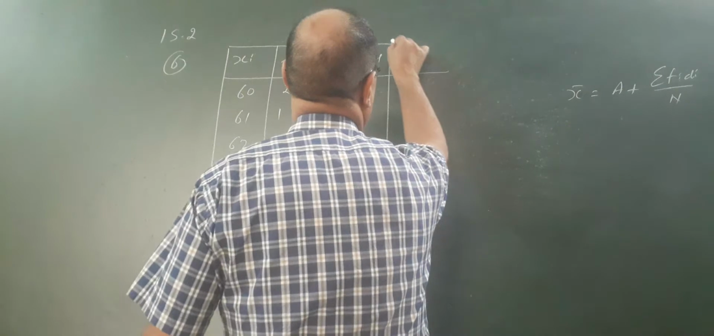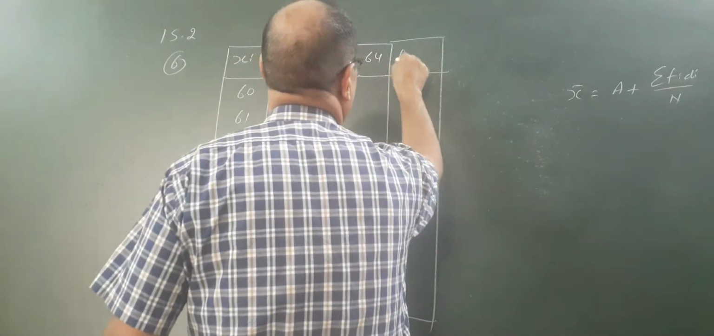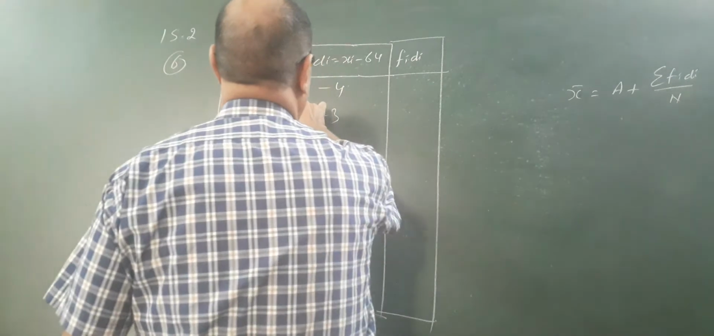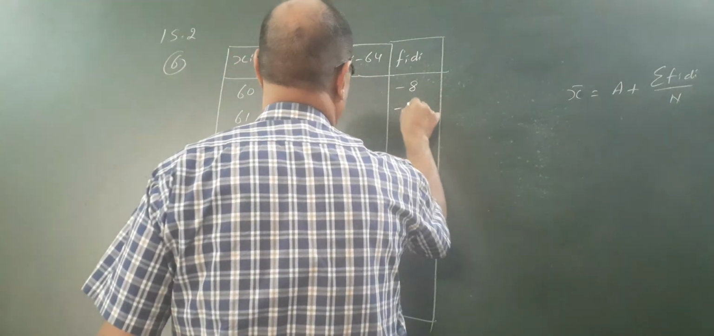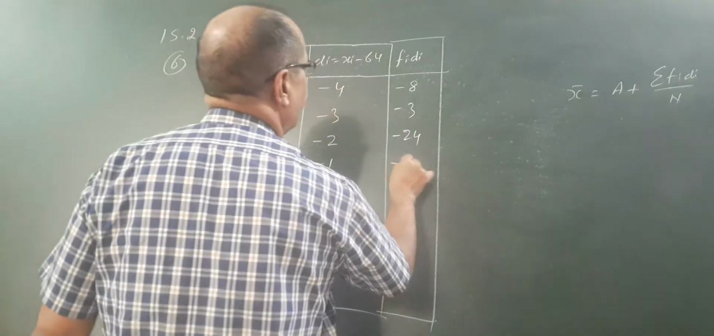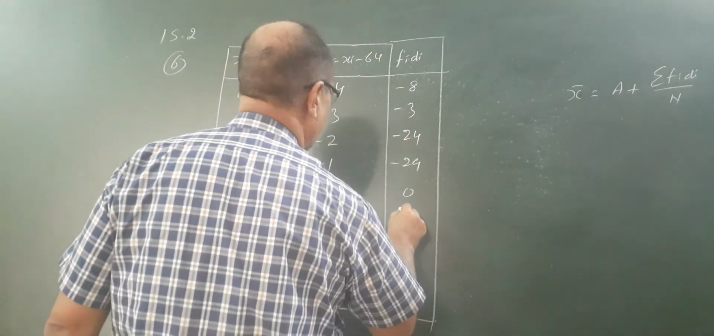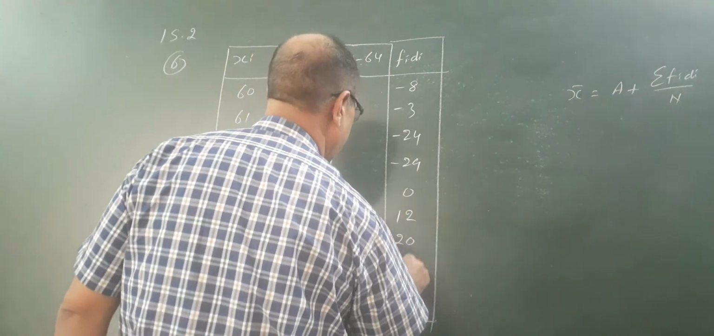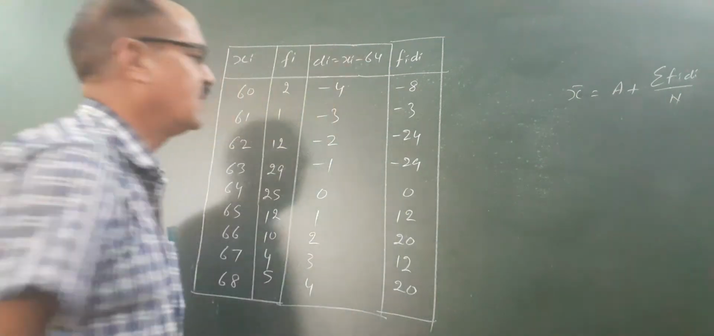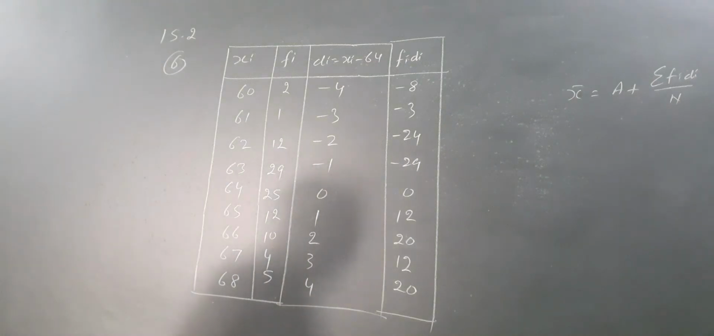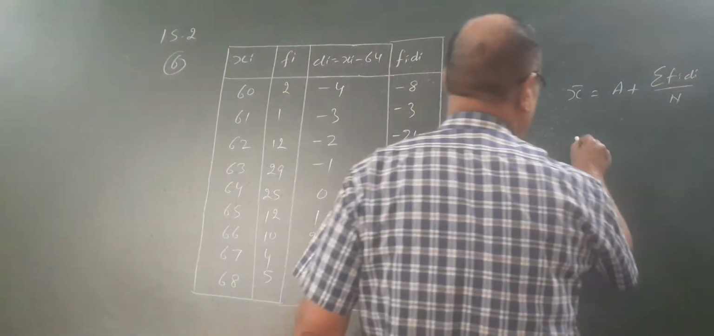Then in order to find the mean of this, we need fi di. So students, to make the table, what is fi di? That is minus 8, minus 3, minus 24, minus 29 and 0, then 12, then 20, then 12 and 20. See how you have to multiply the value of f by the difference, that is fi di. Okay, then after that you have to find its mean.